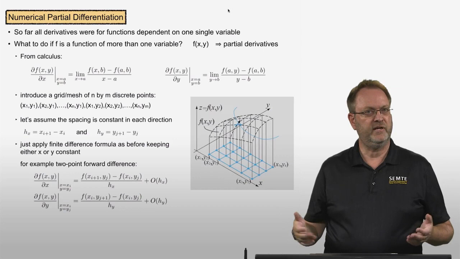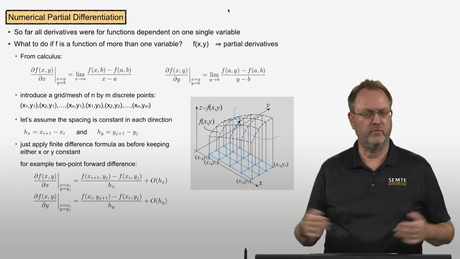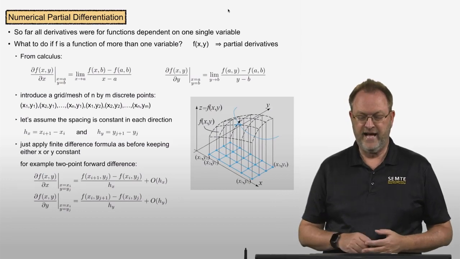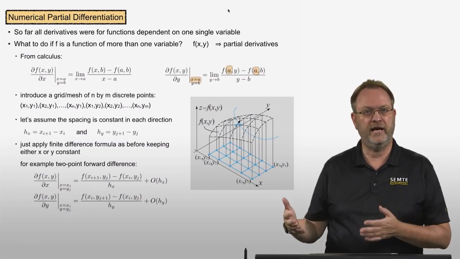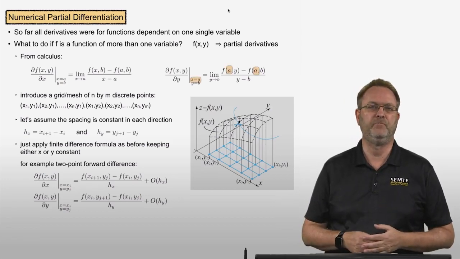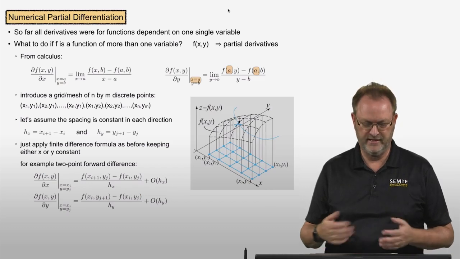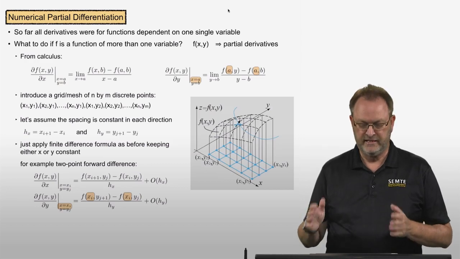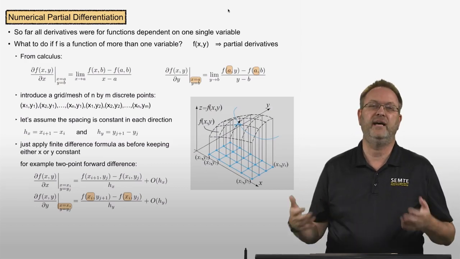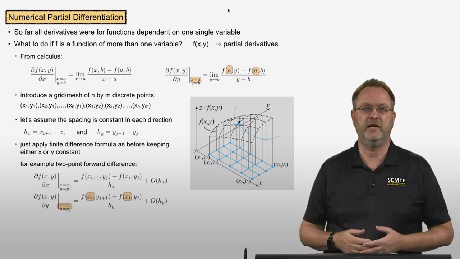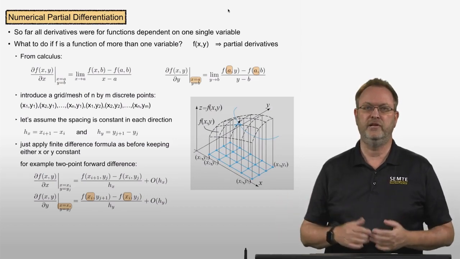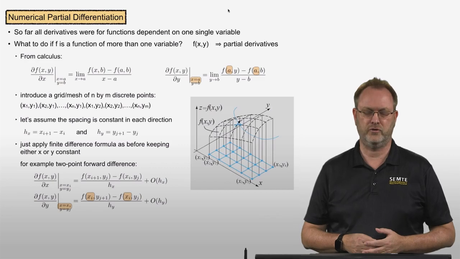We want to do the same thing in the partial derivative for the y direction. We just keep the x value equal to the location where we want to evaluate the partial derivative. In this example it is x_i, so we keep x equal to x_i, which leaves as a forward difference the formula f at x_i, y_{j+1} minus f at x_i, y_j divided by h_y, and we know that that is a first order approximation.